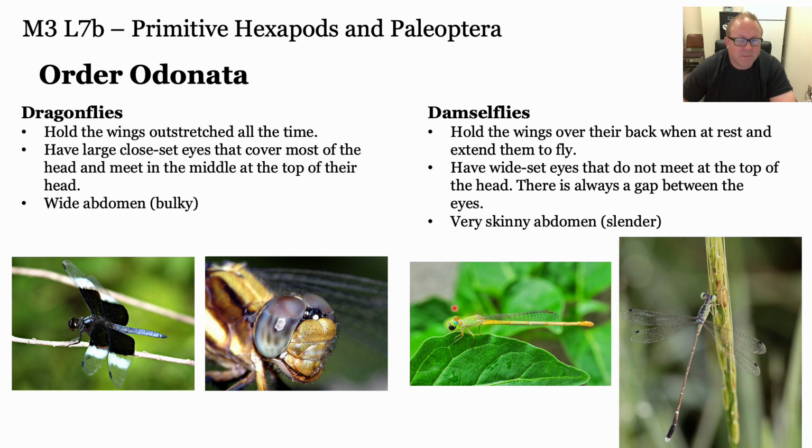Those are dragonflies. Damselflies hold their wings together at rest. Their eyes are separated by most of their head. There's a big gap in there. They have a very skinny, slender abdomen. So that's the difference between dragonflies and damselflies.